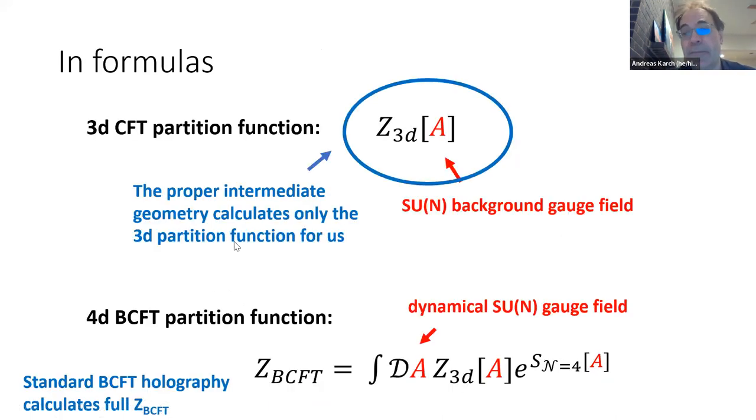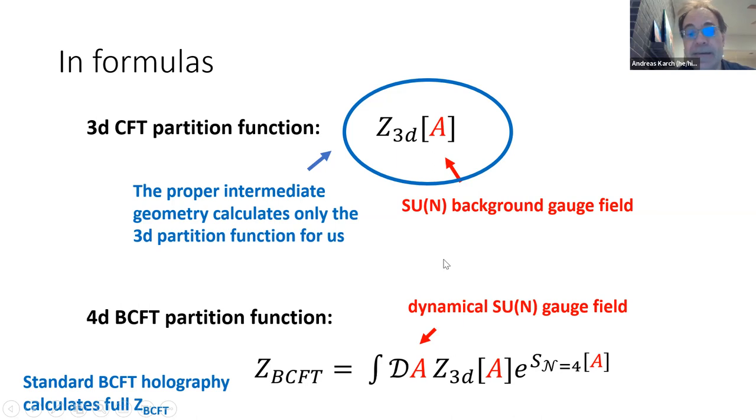Again, I can write this down in a formula. So here's the idea. As I told you before, the 3D CFT I can think of as a 3D partition function, which depends on some background gauge field A. That 3D partition function becomes part of my definition of the full BCFT, where I then just in the end promote this to a dynamical gauge field and couple it to N=4 super Yang-Mills.